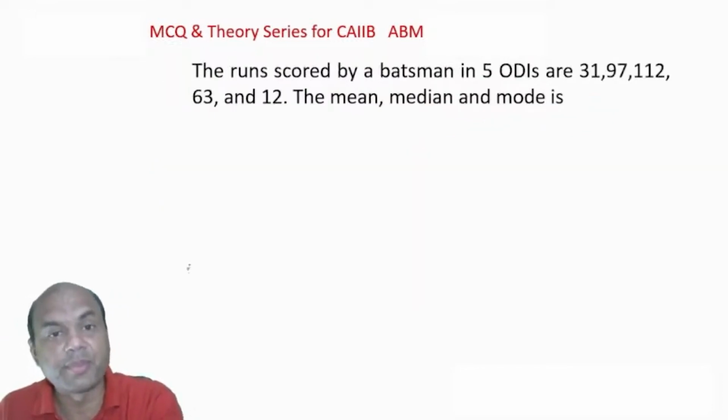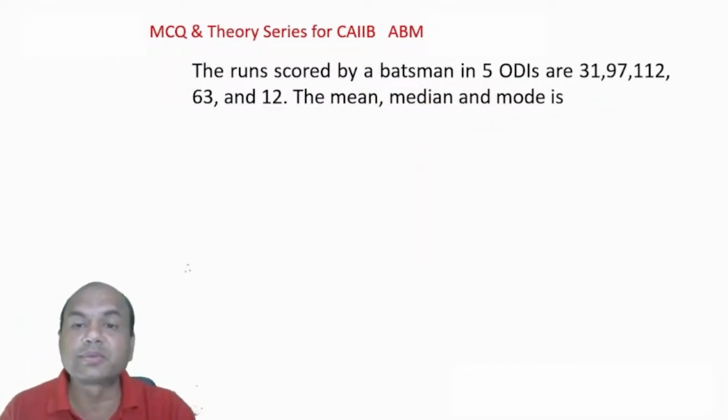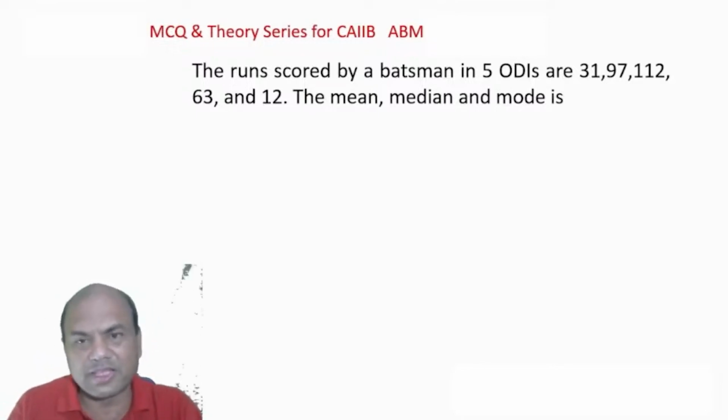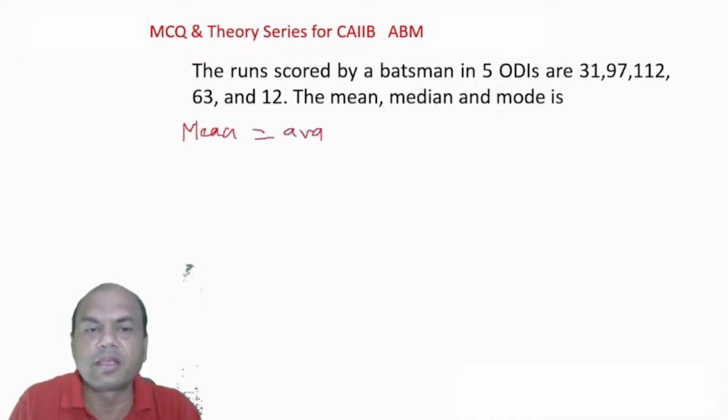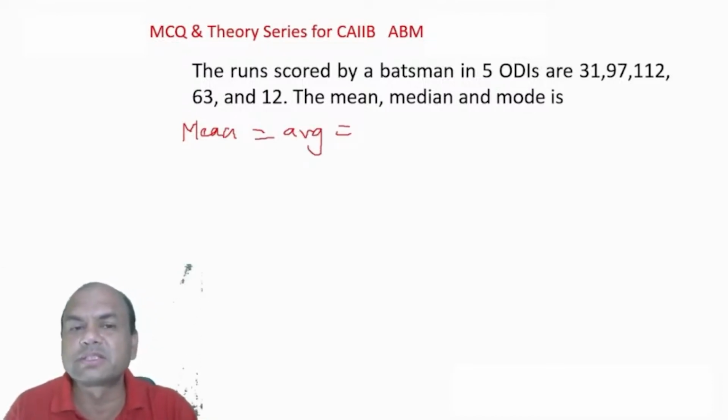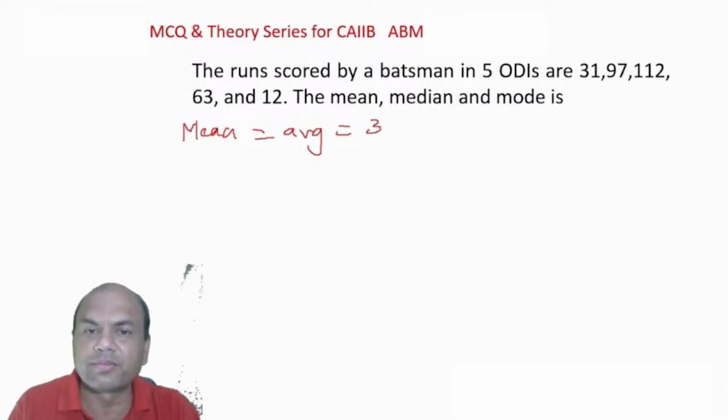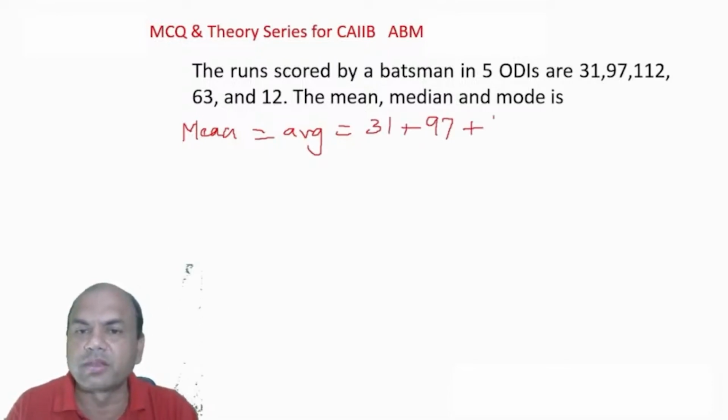The runs scored by the batsman for 5 ODIs are this. Find the mean, median, and mode. Okay, simple one. Let's do it. Mean. What is the mean? Mean means average. So what is the average? Total: 31 plus 97 plus 112 plus 63 plus 12. By the time I write it, you do it, everyone. So what is the answer?